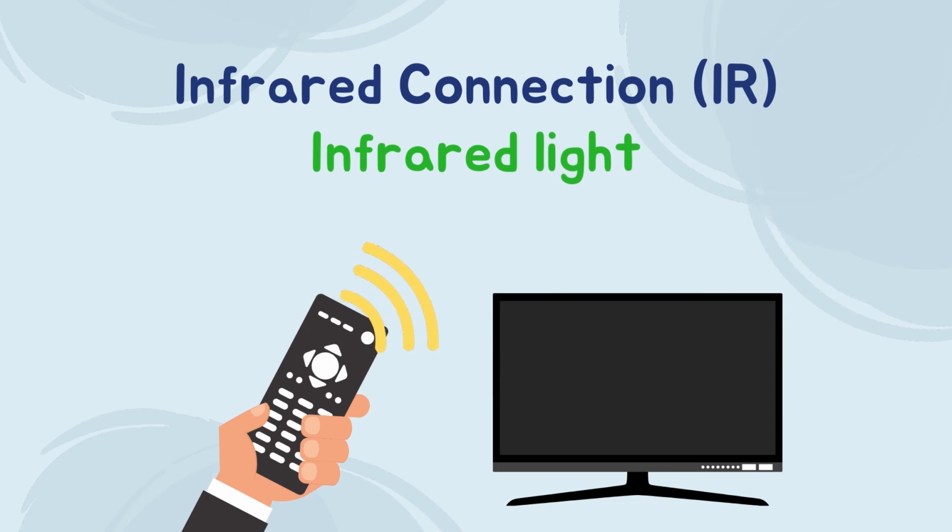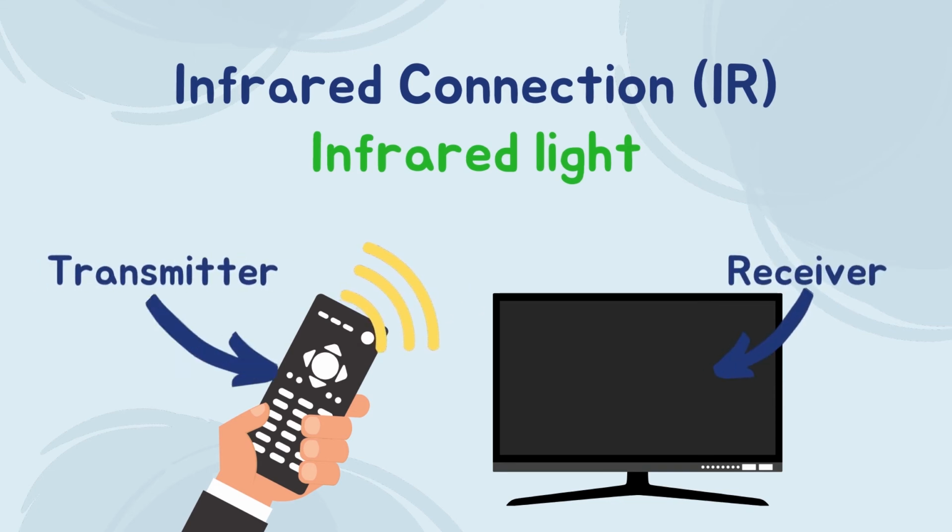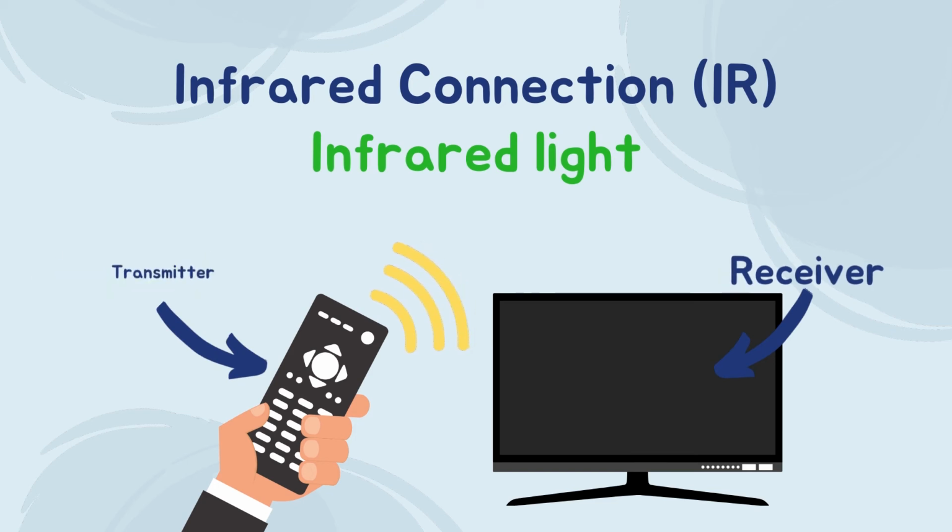Another way of connecting devices with each other is through an infrared connection, or IR. Infrared connection is successful when there is a transmitter and receiver. The transmitter uses an infrared light to connect to the receiver. An example of an IR connection is TV remotes.